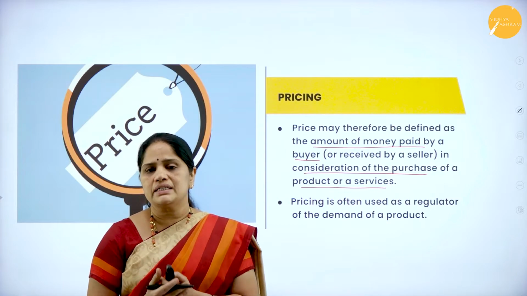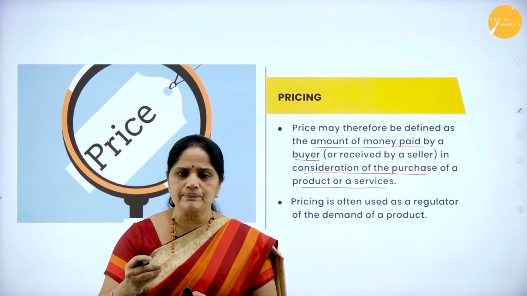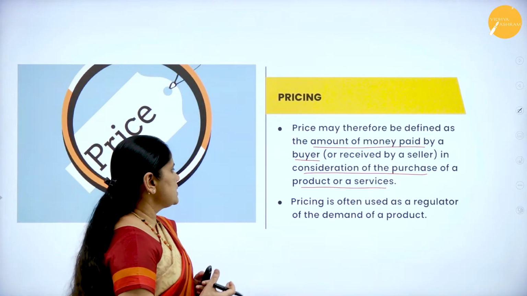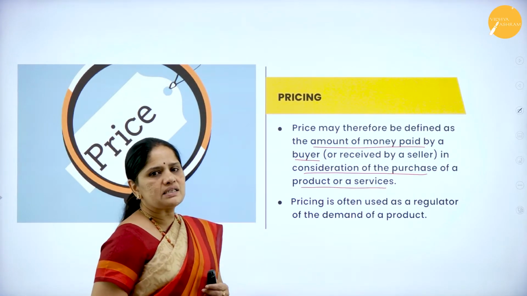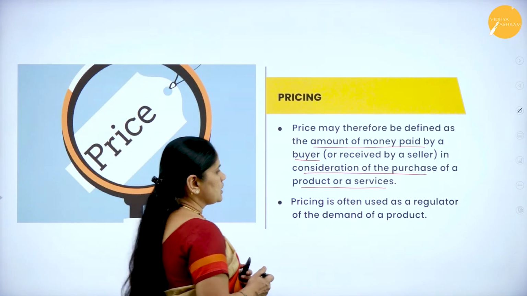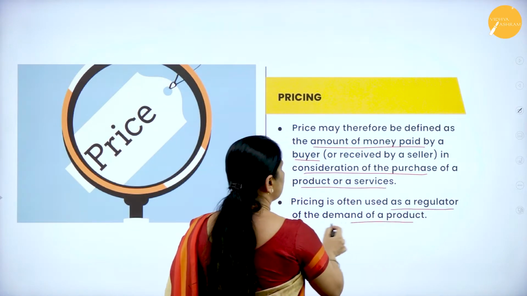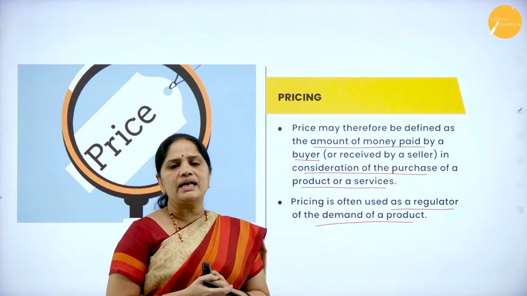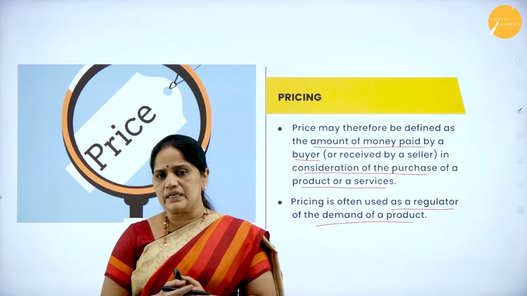So whenever the seller has sold the product, the customer has to pay him some money, and that value which he pays, we consider it as the price, and that is the price at which the customer has purchased the product or service. So it is often used as a regulator of the demand of a product. Now, pricing is the regulating factor of demand. Now, why do we call price the regulating factor of demand?